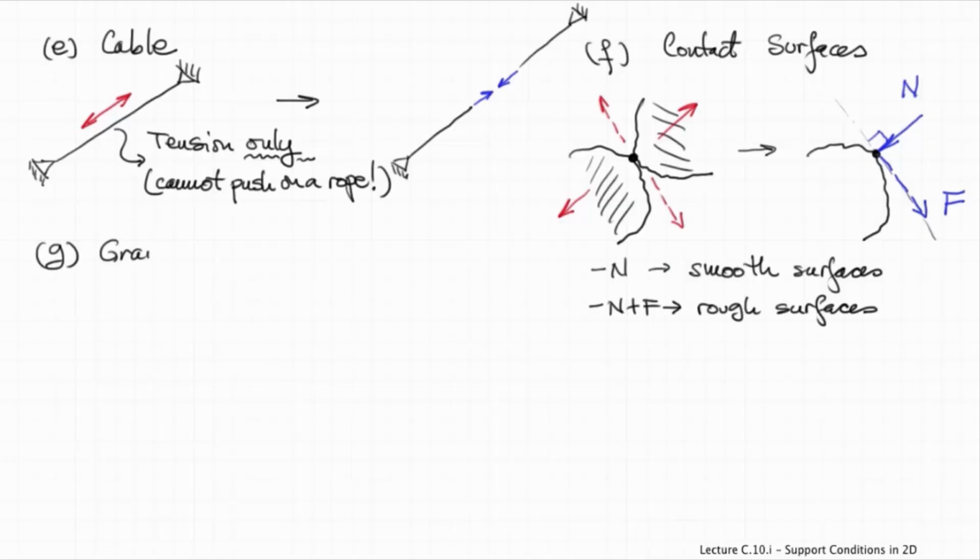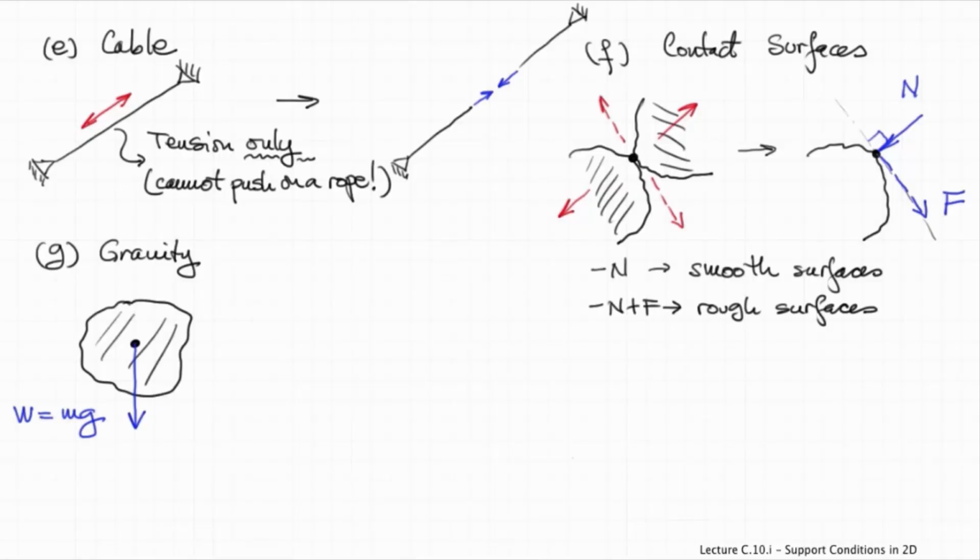Another case is that bodies typically have a mass and therefore a weight. So we'd have to know how to represent the gravity force. And this will always act on the body in the vertical direction and down. So we always know the direction of this force. Vertical and downwards.